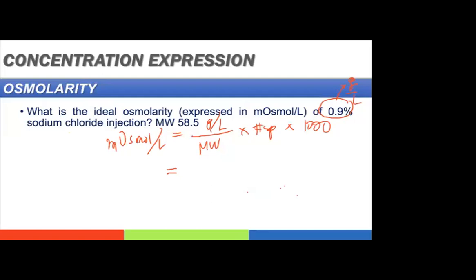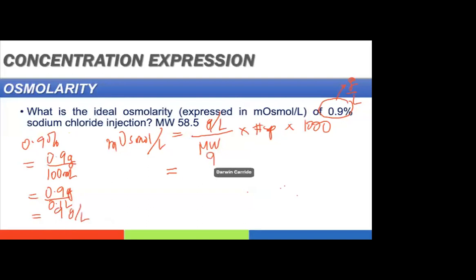What's your answer? Ilan? Parang narinig ko na yung tama. Okay, 300? Okay, tama. How? So the first thing to do is to convert 0.9% to gram per liter. We know that 0.9% is equal to 0.9 gram in 100 ml or 0.9 gram in 0.1 liter. Tama ba? Because the concentration unit should be gram per liter. And 0.9 divided by 0.1 is 9 gram per liter.